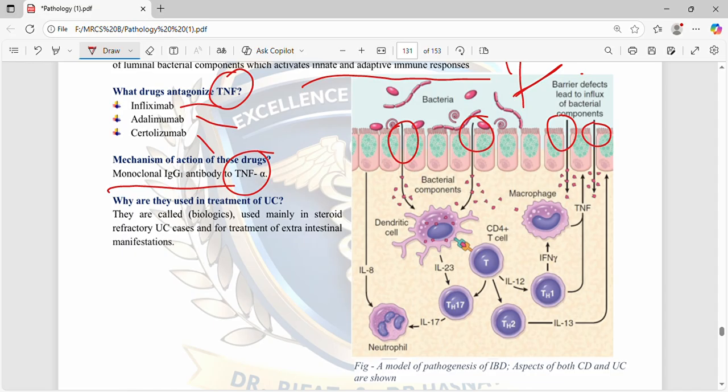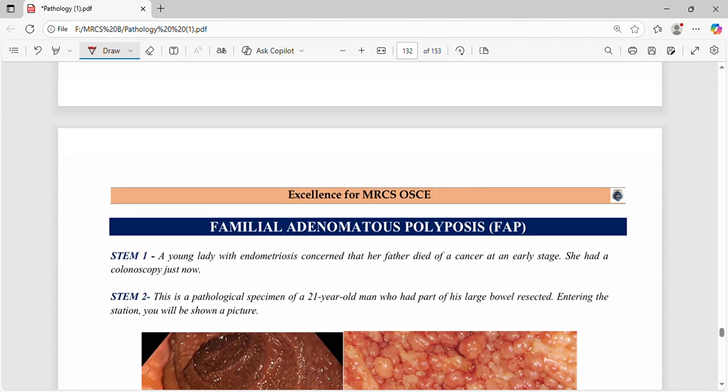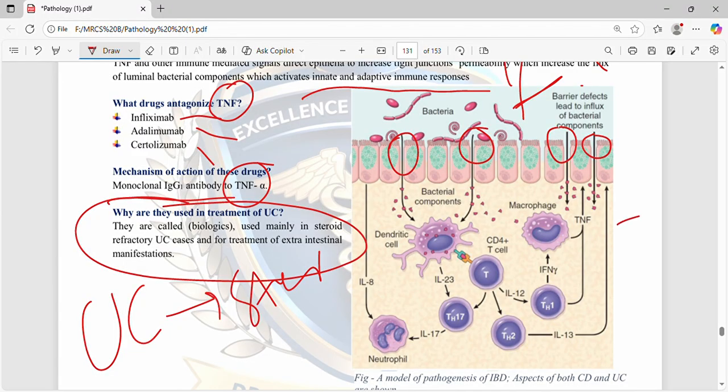Why are they used to treat ulcerative colitis? Because they are called biologics, used mainly in steroid refractory ulcerative colitis cases and for the treatment of extraintestinal manifestations. So when UC is steroid resistant, in such cases we use these, because they are a very severe kind of disease. So this was all. Now let's discuss a bit about this diagram because we have time.